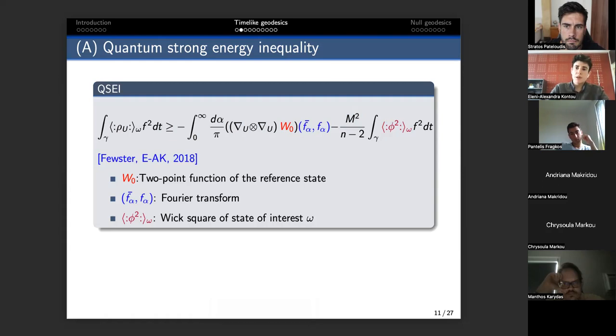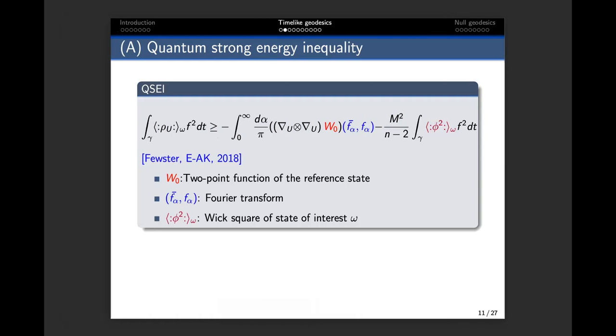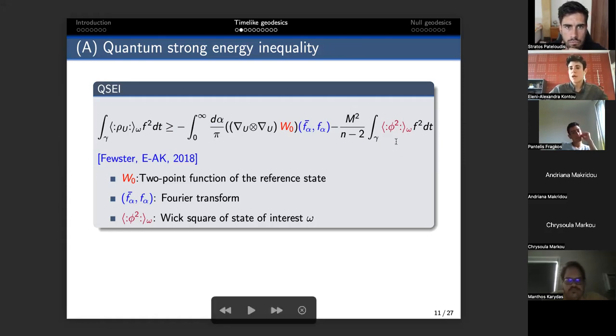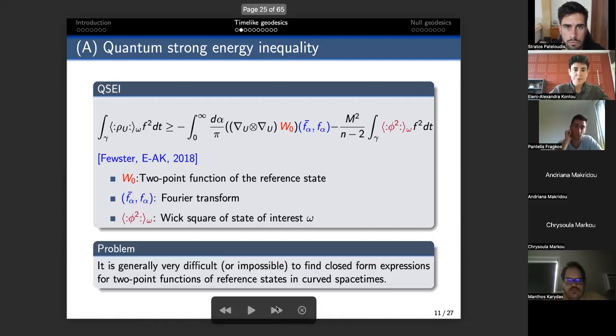There's also dependence on the state of interest, which is not an ideal case. It would be better if we didn't have any dependence on the state of interest. However, it is a non-trivial bound in the sense that we have no derivatives in the term that has the dependence on the reference state. So it is still an interesting bound. It's not in the form that we wanted yet, but it is a non-trivial bound.